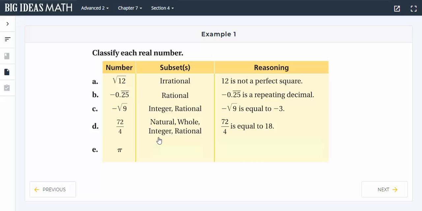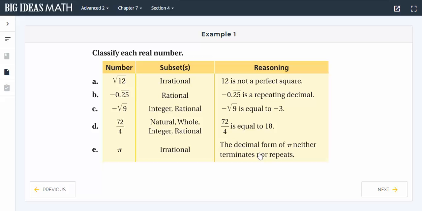Is pi rational or irrational? So looking at pi, it is an irrational number, and that is because the decimal form of pi neither terminates nor repeats. It goes on forever without a repeating order, so it's irrational.